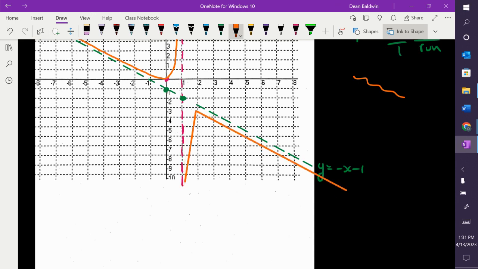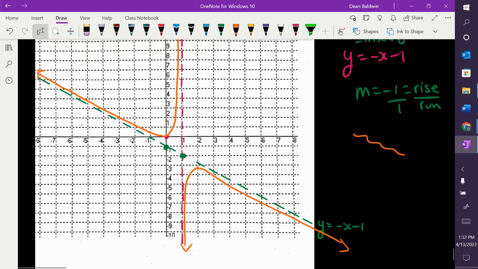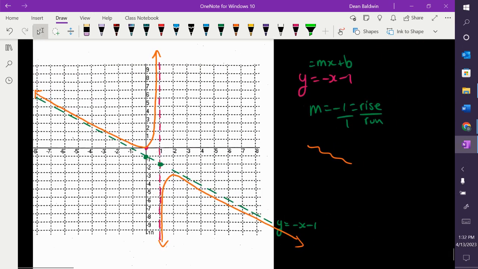Whoa. I didn't want that to happen. I don't want ink to shape. There's your graph, people. Yeah, I'm going to do that in a sec. The max. Yeah, I'm going to do that in a sec.